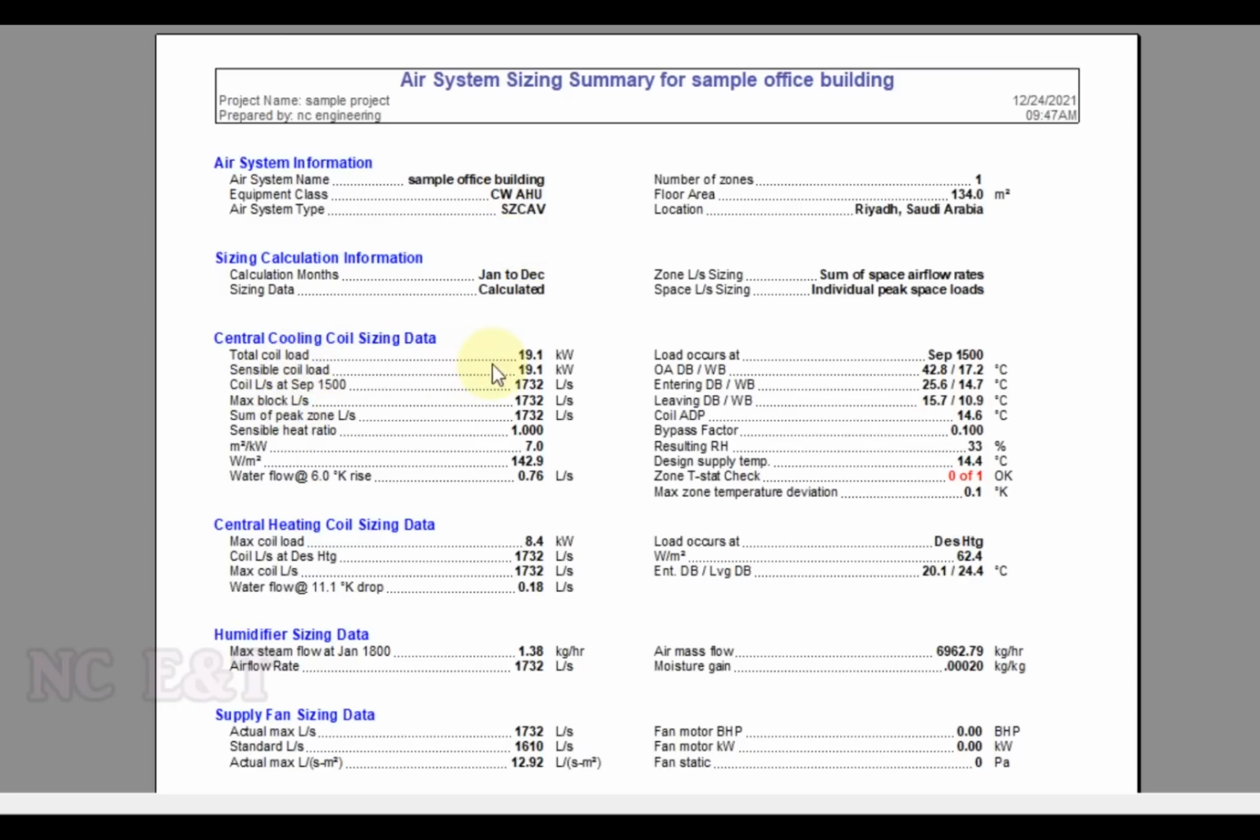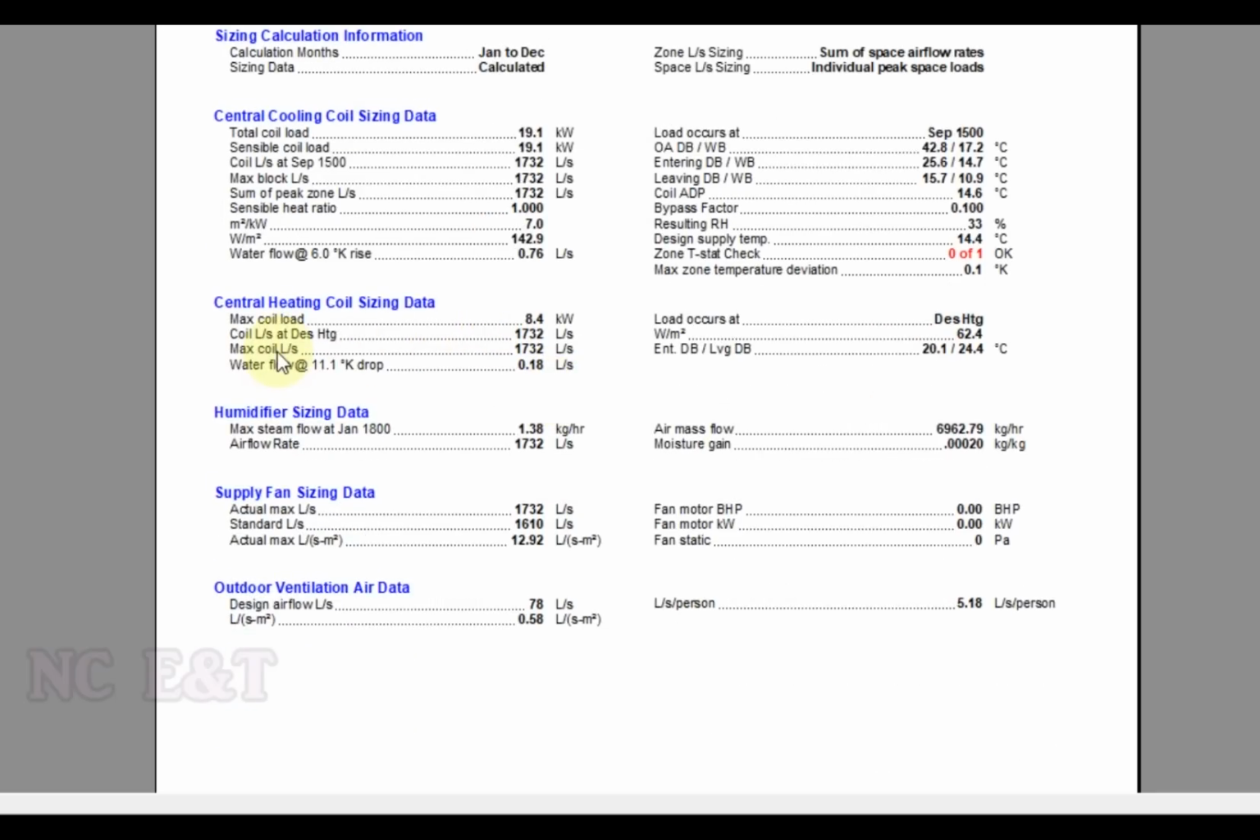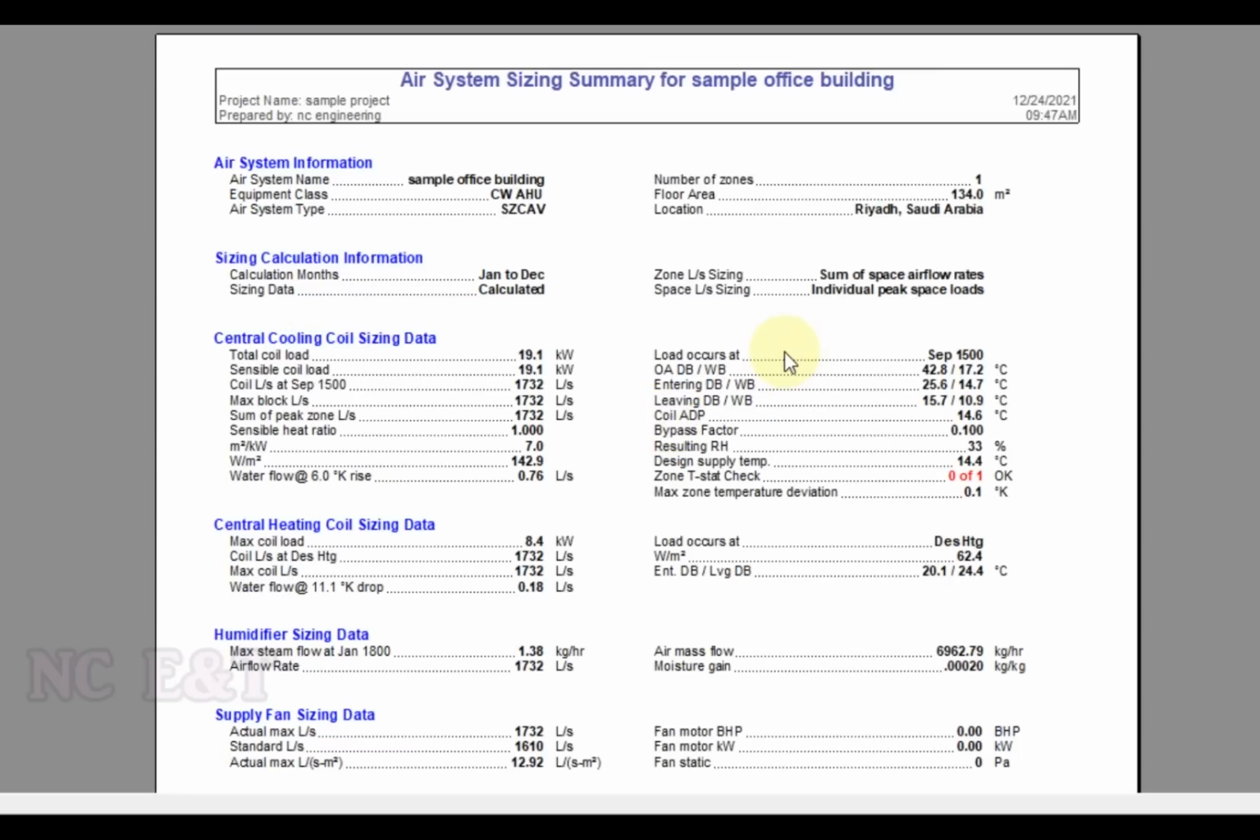total cooling load 19.1 kilowatt, sensible cooling load 19.1 kilowatt. We have data for central heating coil sizing, maximum coil load 8.4 kilowatt. We have the data for humidifier, maximum steam flow 1.38 kg per hour, air flow rate 1732 liters per second. We have supply fan sizing data. Then we have outdoor ventilation air data. We made our exercise only for one zone and floor area 134 square meter. The location is Riyadh, Saudi Arabia.